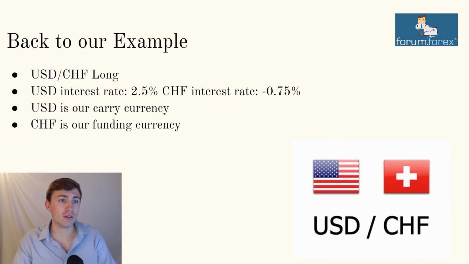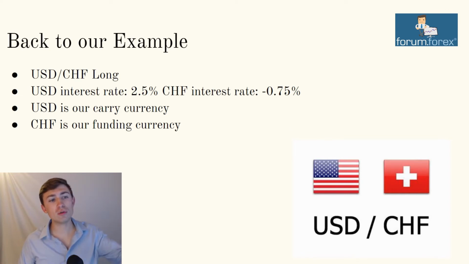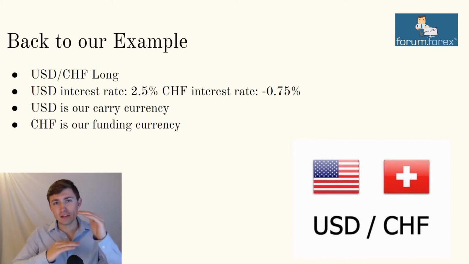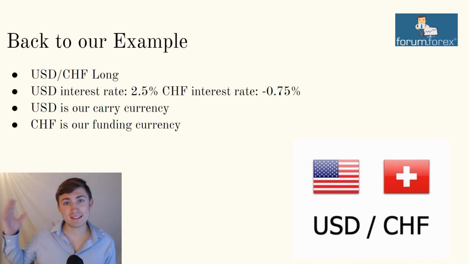Back to our example here on the dollar Swiss. If we have that dollar Swiss long, let's actually talk about the numbers that are involved. The USD currently at this time has an interest rate of 2.5%, and the Swiss franc interest rate is negative 0.75%. So what you can see is there's actually a spread there, or a differential in the interest rates being paid out by those different currencies. In fact, the Swiss franc is negative, right?